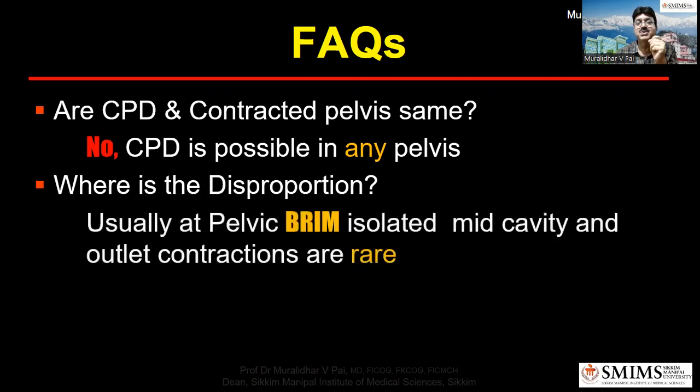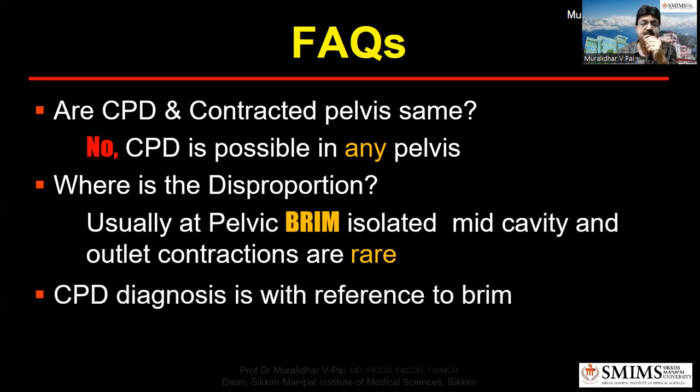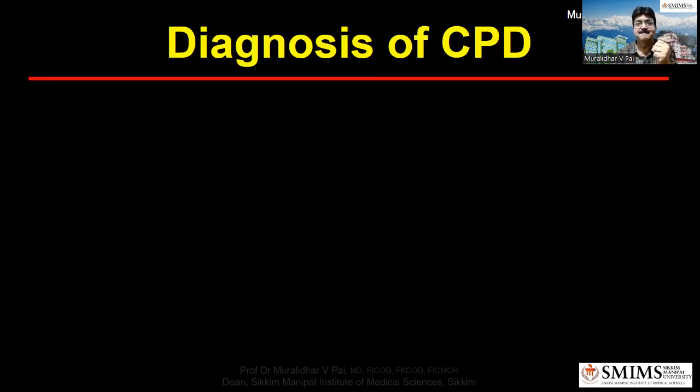Where is the disproportion? This is just recapitulating what we have understood. Usually at the pelvic brim. Isolated mid-cavity and outlet contractions are rare, but it is possible. CPD diagnosis is with reference to brim. I'm telling it the third time. That's what Dr. Padma Rao said. Repetition is the essence of teaching.